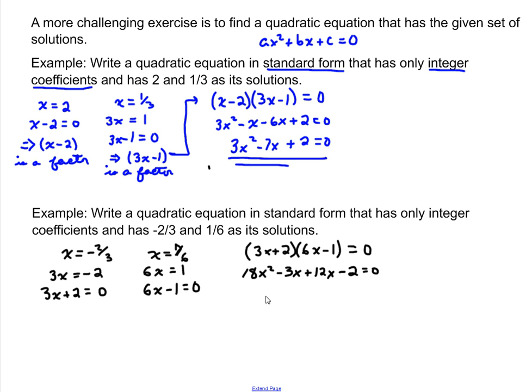Then simplifying one more time, we should get the equation 18x squared plus 9x minus 2 is equal to 0. So we now have our equation in standard form.